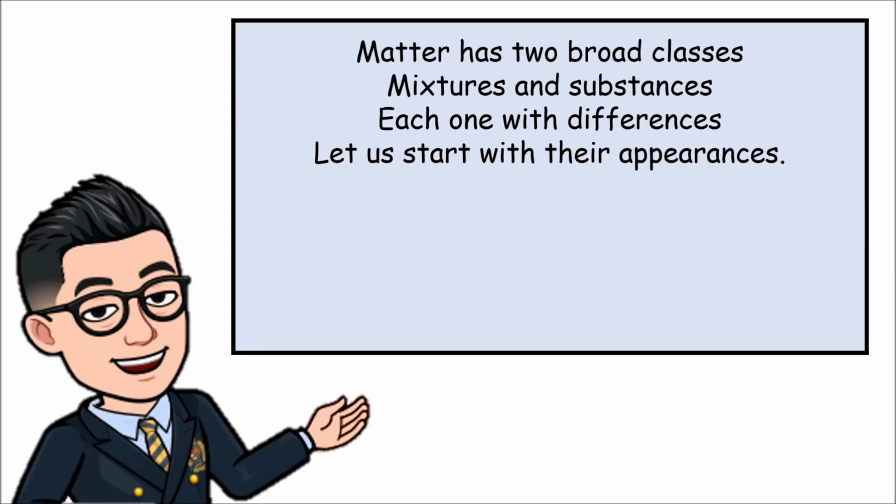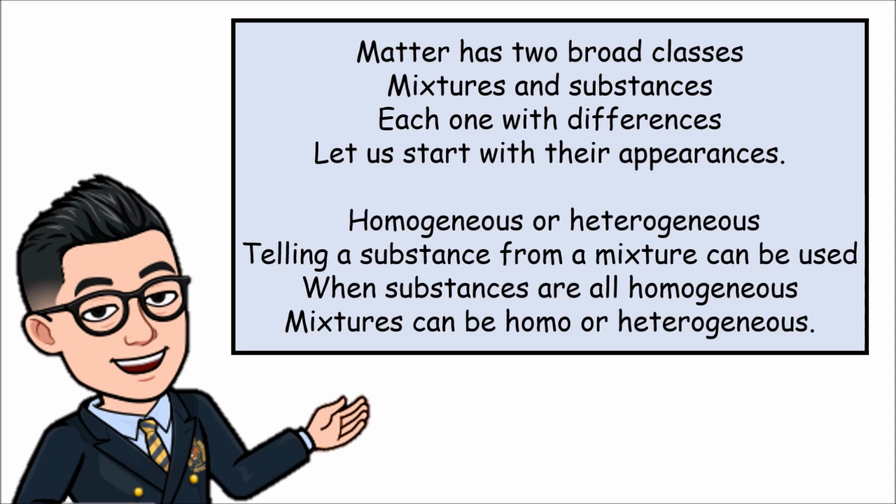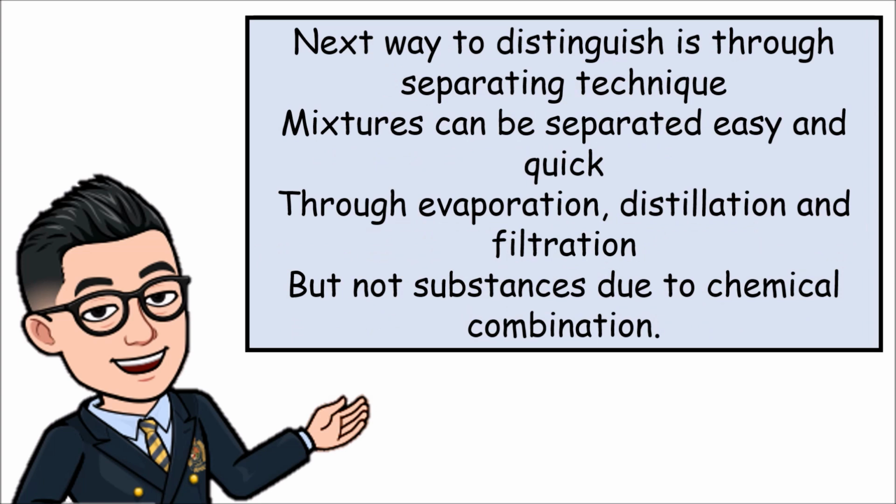Matter has two broad classes, mixtures and substances, each one with differences. Let us start with their appearances. Homogeneous or heterogeneous, telling a substance from a mixture can be used. When substances are all homogeneous, mixtures can be homo or heterogeneous. Next way to distinguish is through separating technique. Mixtures can be separated easy and quick through evaporation, distillation, and filtration, but not substances due to chemical combination.